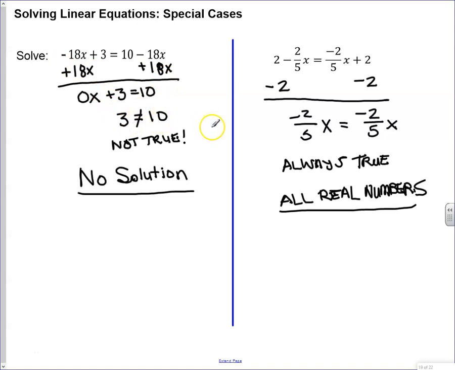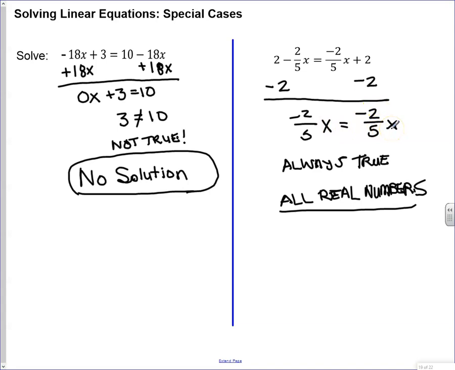3 does not equal 10, so that means there's no solution for this problem. There's no value for x that I can plug in here and here that's going to make these two sides equal. Now on this side, when I solve for x, I end up with negative 2/5 x equals negative 2/5 x.